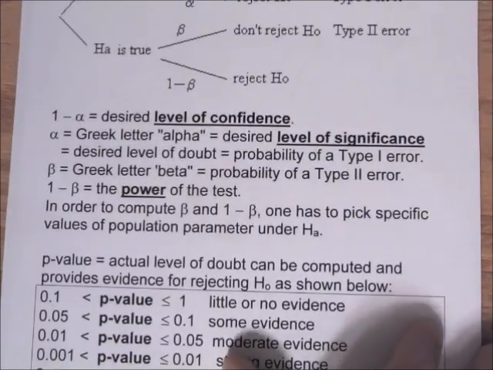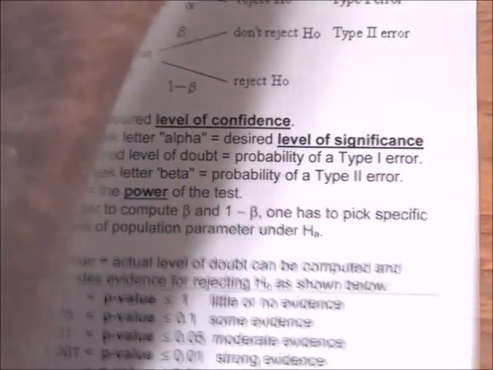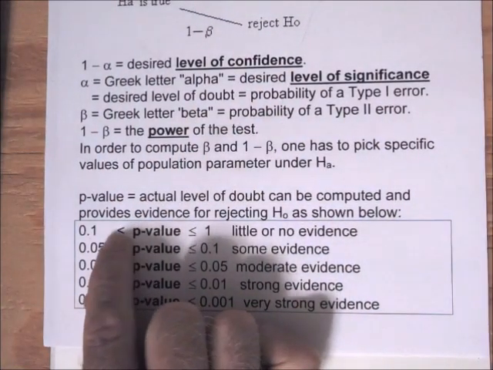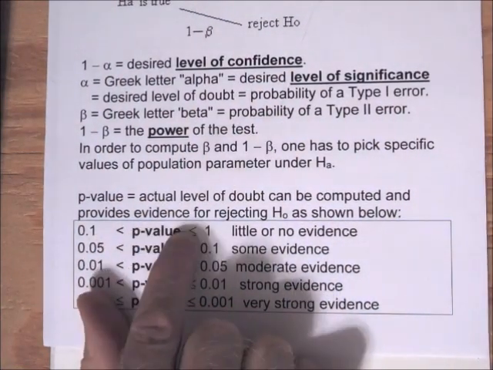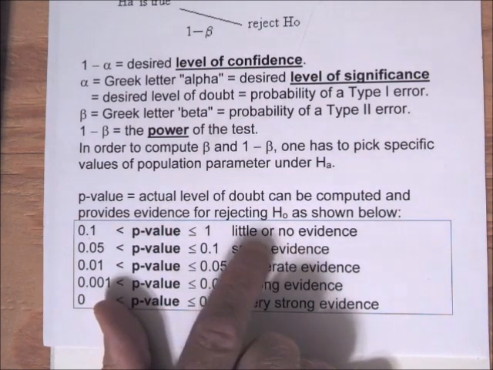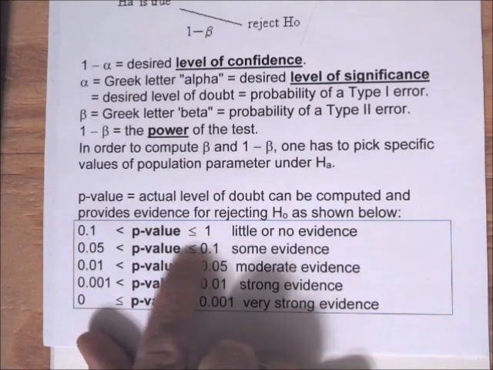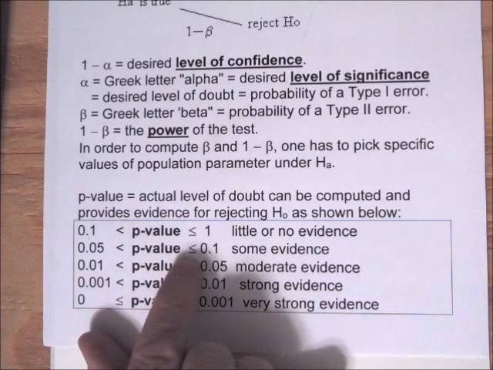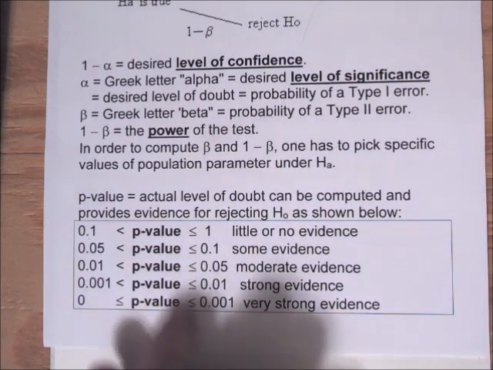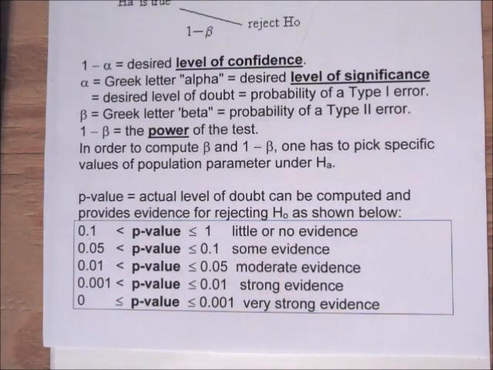I have a chart here for interpreting p-values. If you have a p-value between 0.1 and 1, the sample provides little or no evidence for rejecting H naught. Between 0.05 and 0.1, there's some evidence for rejecting H naught, and so forth. So the smaller the p-value is, the stronger the evidence will be.